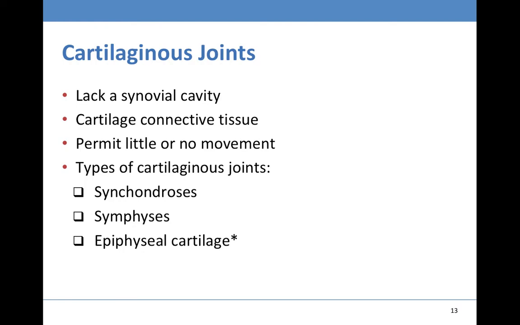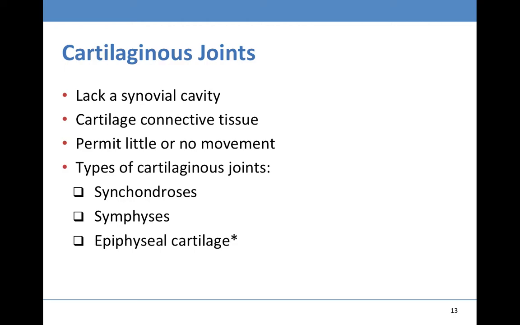Our cartilaginous joints. So this is the second type of joint here. The cartilaginous joint will also lack a synovial cavity. It has cartilage that's going to articulate the bones, and this is either going to be fibrocartilage or hyaline cartilage. So we'll have fibrocartilage or hyaline cartilage articulating our bones, and it will permit little or no movement. So once again, these will either be synarthroses or amphiarthroses type of joints.